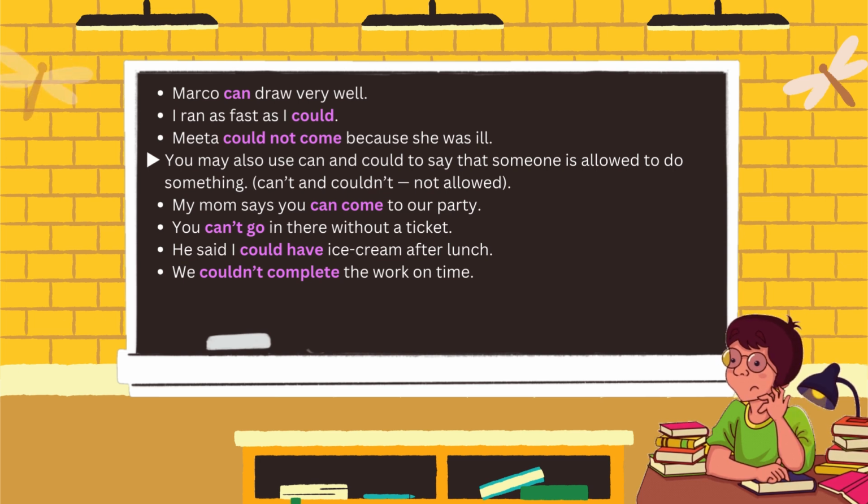My mom says you can come to our party. You can't go in there without a ticket. He said I could have ice cream after lunch. We couldn't complete the work on time.